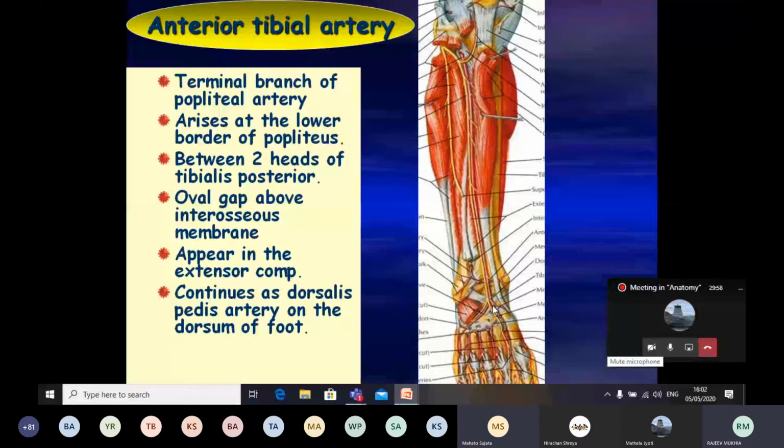So the anterior tibial artery, you have to remember, comes from the terminal branch of the popliteal artery, and it is the artery of the anterior compartment of the leg, and it will continue as the dorsalis pedis artery. Throughout its course, it is related just medially to the deep peroneal nerve. It is related medially to the deep peroneal nerve.